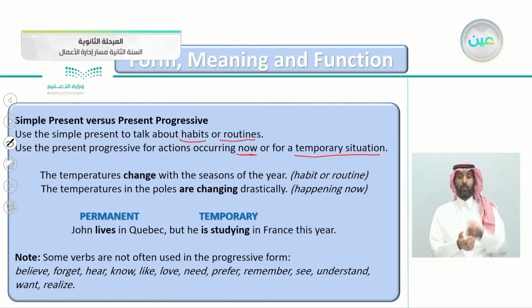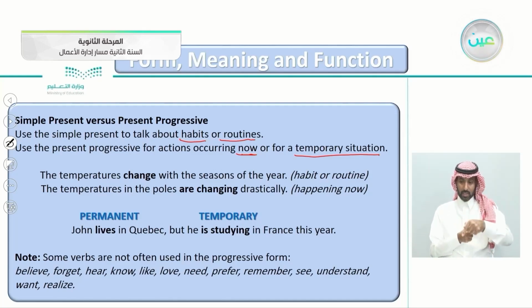John lives in Quebec, but he is studying in France this year. So notice here, John lives in Quebec. This is permanent. This is present simple. But he is studying in France this year. This is temporary. So this sentence combines the use of present simple and the present progressive.